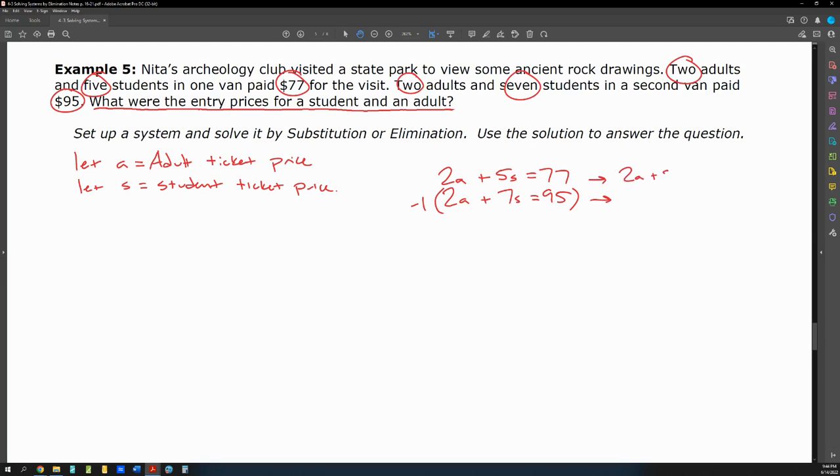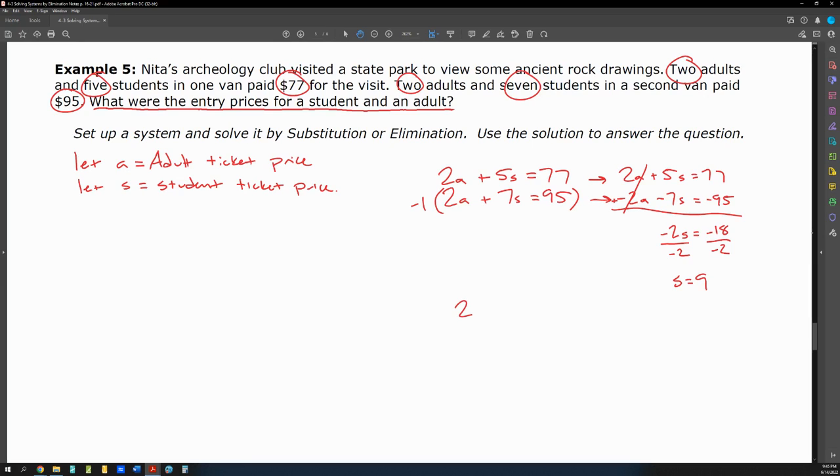Top equation doesn't change: 2a plus 5s is equal to 77. The bottom equation becomes -2a minus 7s is equal to -95. And now we can see that as we add the equations, the a's cancel. 5s minus 7s is equal to -2s, and 77 minus 95, or plus -95, is -18. Dividing both sides by -2, we have s is equal to 9.